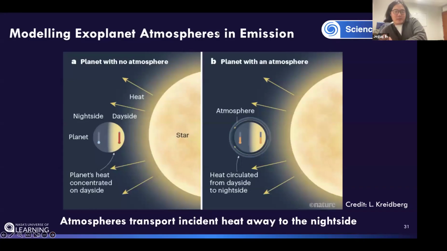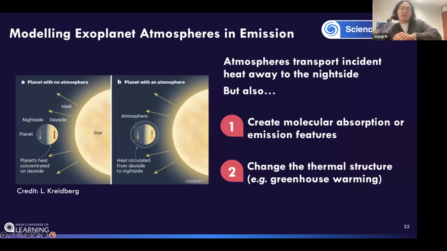So now going into a little bit more detail about how the cooler day side works. Here in this graphic, on the left we have a planet without an atmosphere, and on the right we have a planet that does have an atmosphere. And you can see that when you have an atmosphere, it transports the incident heat from the star to the night side, thereby cooling the day side temperature. If you go to the next slide, please.